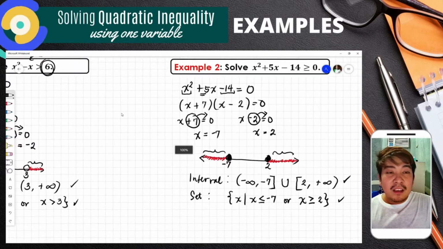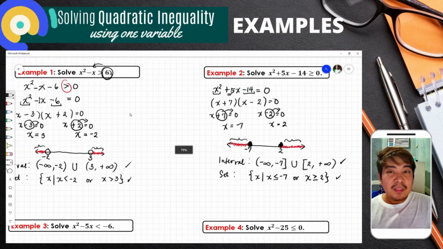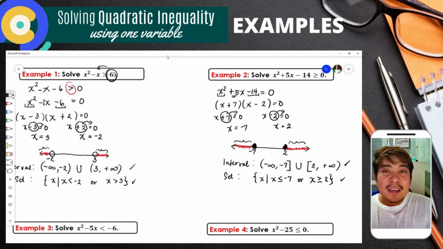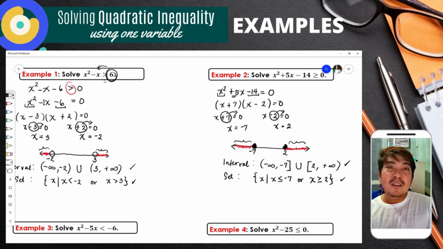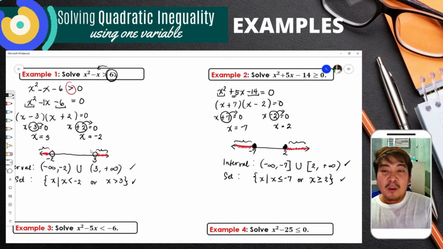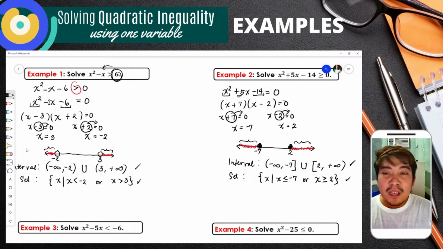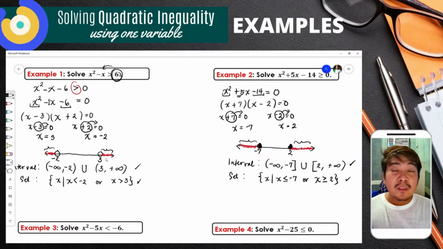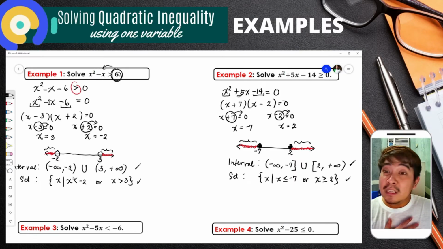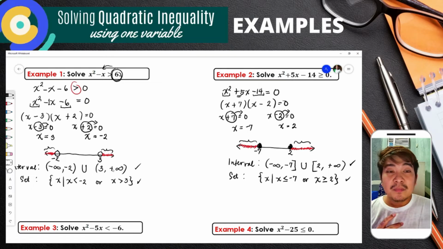Okay, now let us compare the two. So when the greater than has no equal sign, that will be open dots. The shading is the same, left and right. And for the interval notation, if we notice, since negative 2 and positive 3, our critical points, are not included, since there is no equal sign in our inequality symbol, we will be enclosing them with parentheses.